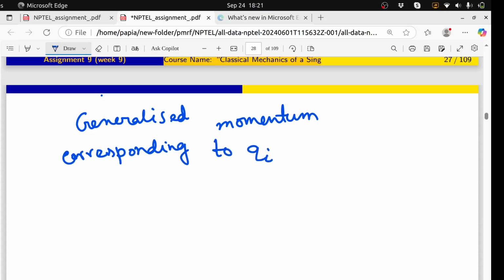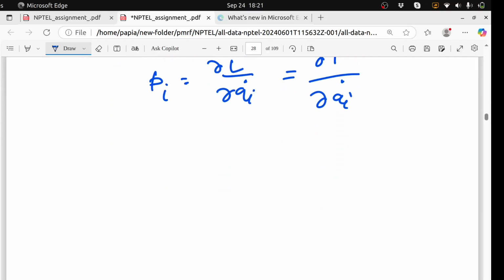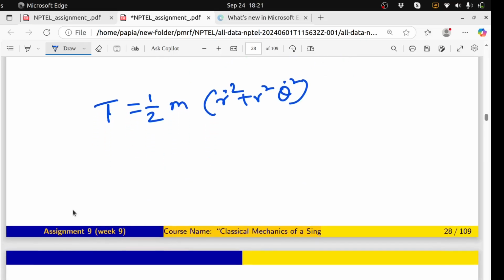Momentum corresponding to Qi: the recipe is del L del Qi dot. If we are talking about only kinetic energy, it will be del T del Qi dot. So for this case, what is the T? T is half m (r dot square plus r square theta dot square). They are asking, so what are the generalized coordinates here?